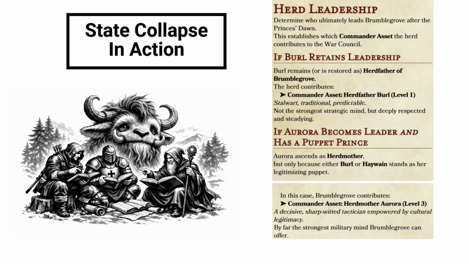Next, we collapse leadership legitimacy. If Aurora is the ruling figure, a second collapse rule is evaluated. If a valid patriarchal puppet is present, her leadership is recognized. If not, her leadership is treated as illegitimate. This rule doesn't generate a new variable. It determines how the existing leadership variable is interpreted by the world.